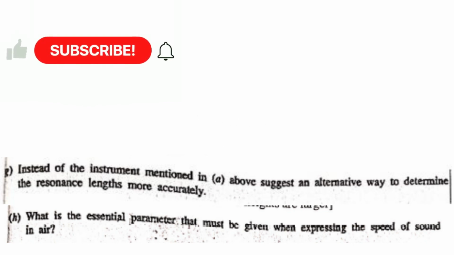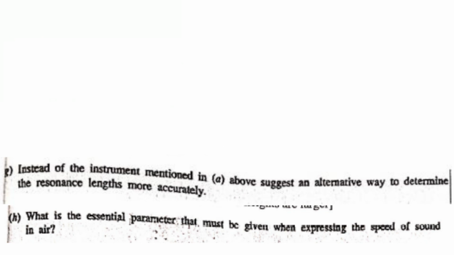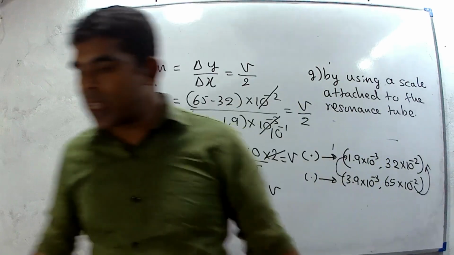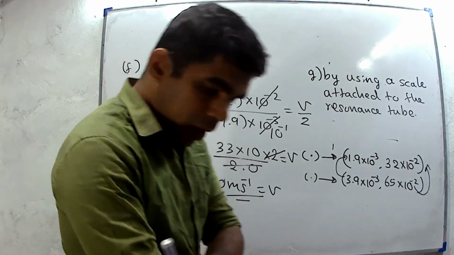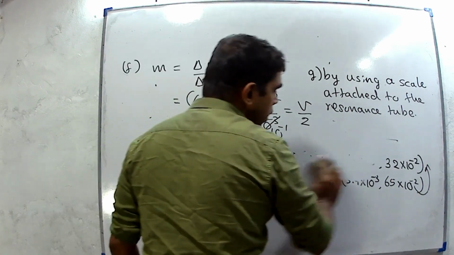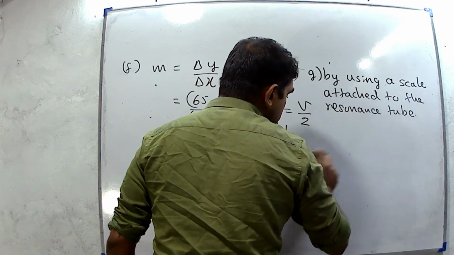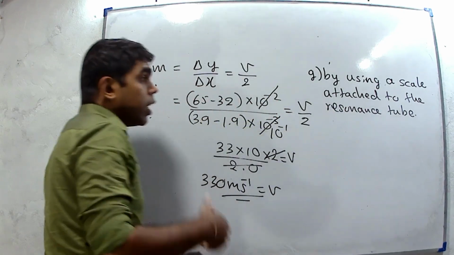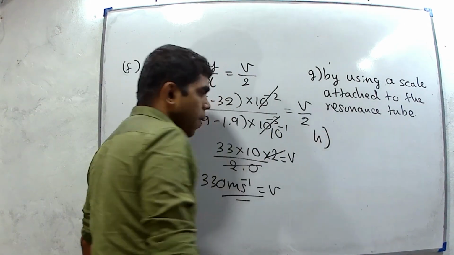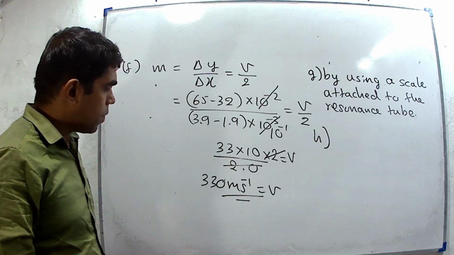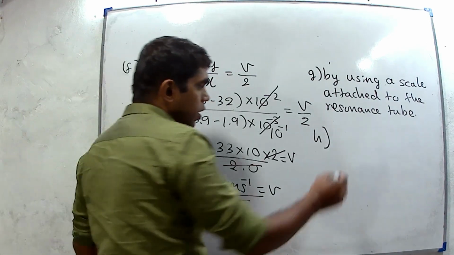In part H, what is the essential parameter that must be given when expressing the speed of sound in air? We know that the speed of sound depends on room temperature. Therefore, it is compulsory to give the corresponding room temperature. Then we can write room temperature.